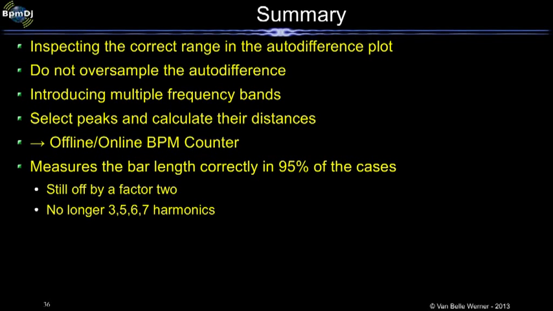The biggest problem we had in the past was the presence of unwanted harmonics, such as the 3, 5, 6 or 7 harmonics. Our algorithm no longer reports such tempo harmonics. Nevertheless, the algorithm might still be off by a factor 2. It might report a tempo of 70 beats per minute, while it should actually be 140 beats per minute.